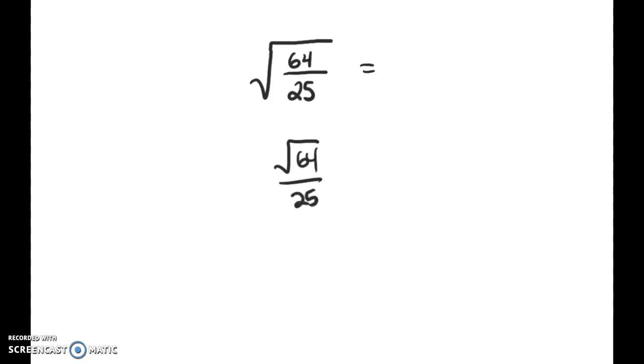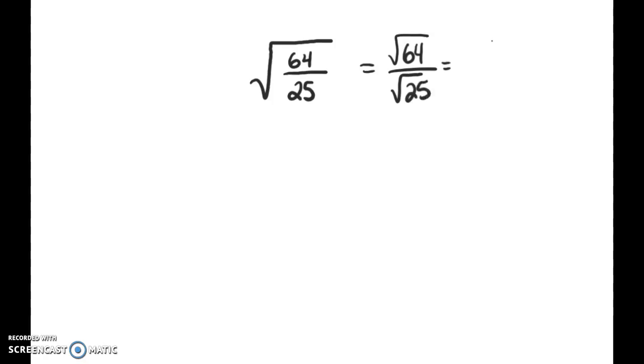So these would be two different problems. I'm telling you that this is the problem that you're given. This radical sign, the square root specifically, applies to both the numerator and the denominator. So you would take the square root of 64 and say that's 8, and then take the square root of 25 and say that it's 5, and then you would have your answer. So the square root of 64 over 25 simplifies to 8 over 5.